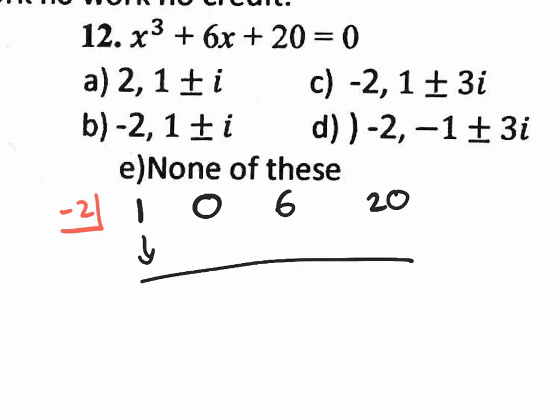So as you go down, 1 plus nothing is 1. Negative 2 times 1 is negative 2. 0, take away 2 is negative 2. Negative 2 times negative 2 is positive 4. 6 plus 4 is 10. Negative 2 times 10 is negative 20.